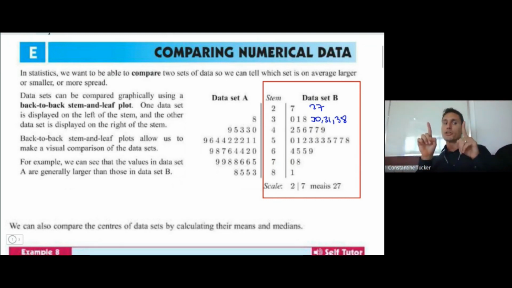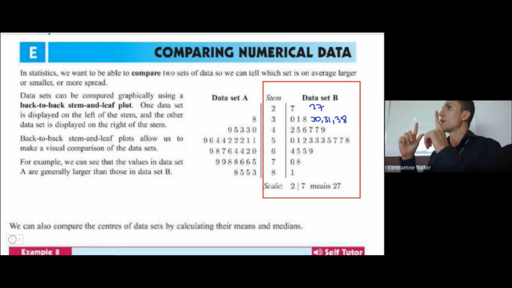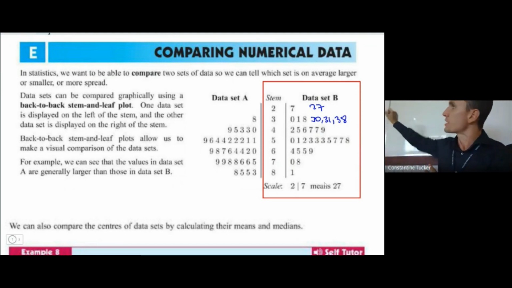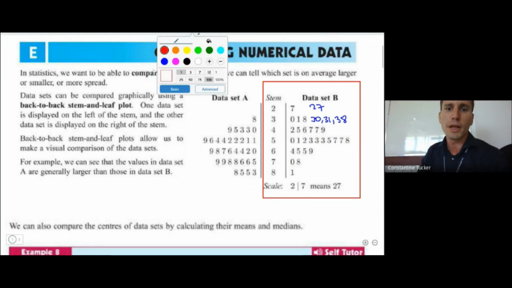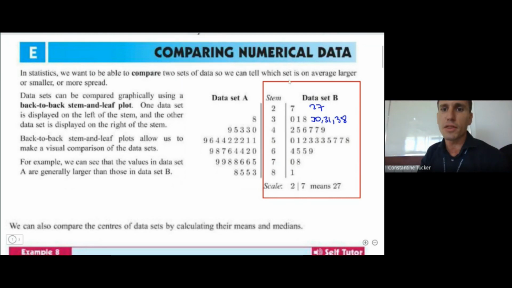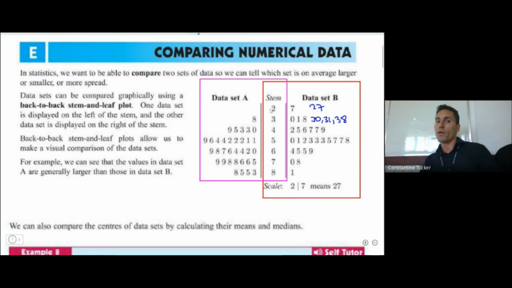Now, we can also do a back-to-back stem and leaf plot, which means this is one data set B. How can I also put data set A in the same diagram? Well, this is what we do. Let's make this purple. Data set A is going to be these numbers right here. Ta-da! So now, these numbers here, there's nothing in the 20s here.